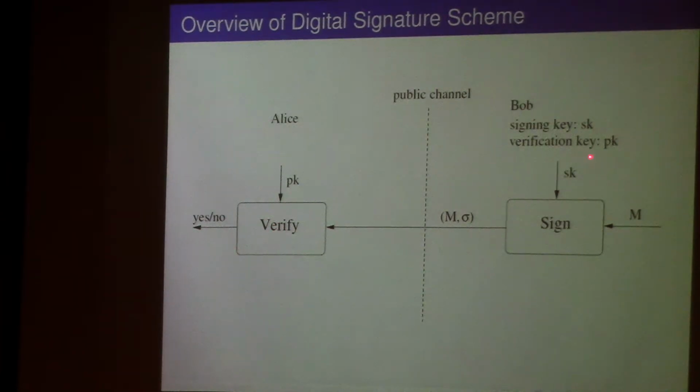And there is a corresponding verification key, which is the public key of Bob. So run the verification algorithm with the public key of Bob on this message signature pair. And this verification algorithm will say whether this is a properly signed message or not. So the answer is going to be yes or no. Okay, so that's the goal of digital signatures.